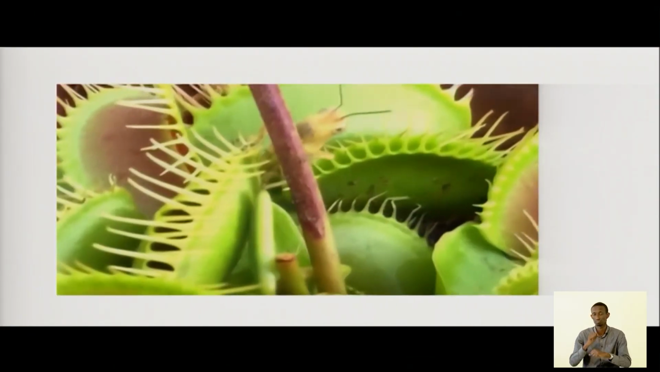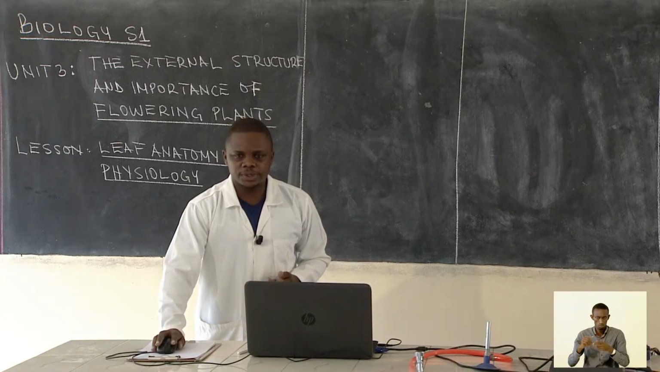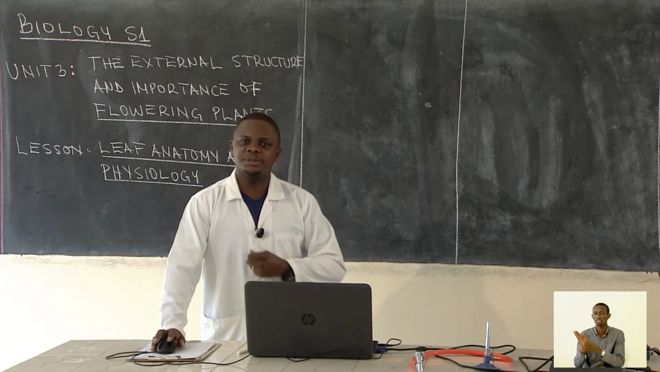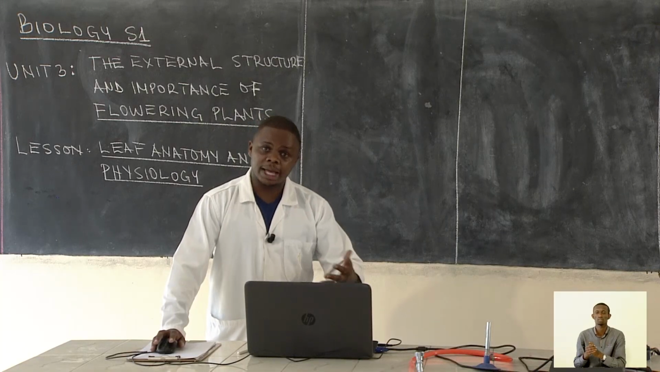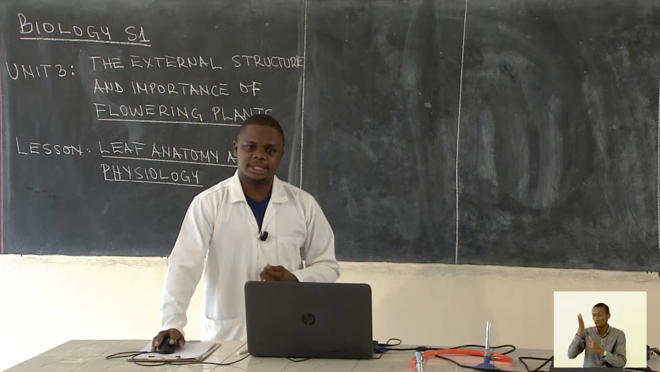Dear students, plants have leaves, and leaves perform different functions. One of the functions of leaves is photosynthesis. Plants use leaves in the process of photosynthesis because leaves have cells, palisade and spongy mesophyll cells, which have chloroplasts, and chloroplasts have chlorophyll needed for photosynthesis.